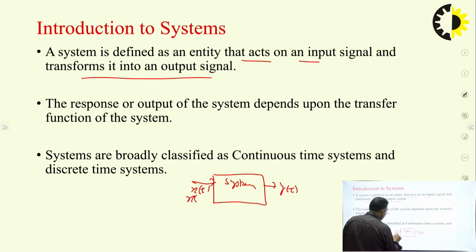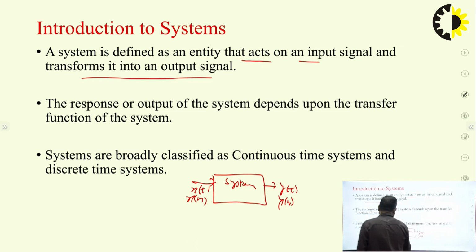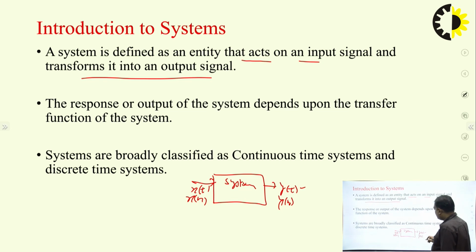Or for a discrete time signal, x[n] and y[n]. So what is a system? A system is defined as an entity that acts on an input signal and transforms it into an output signal. When you provide an input to this system, the system will give you an output that will be represented by y(t) in case of a continuous time signal, and for a discrete time signal it is defined as y[n].